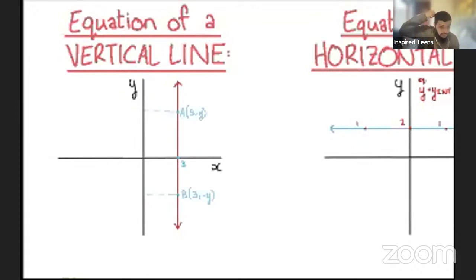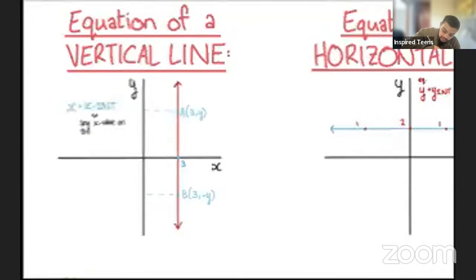So that leads us to the equation of a vertical line, and it is that x is equal to the x-intercept. Maybe this is just the easiest way to write it. x is equal to the x-intercept, or any x coordinate on that line. Any x value on the vertical line.